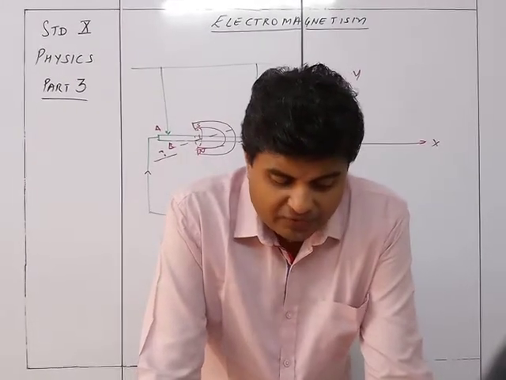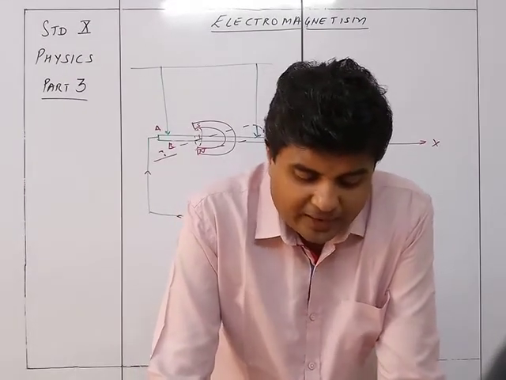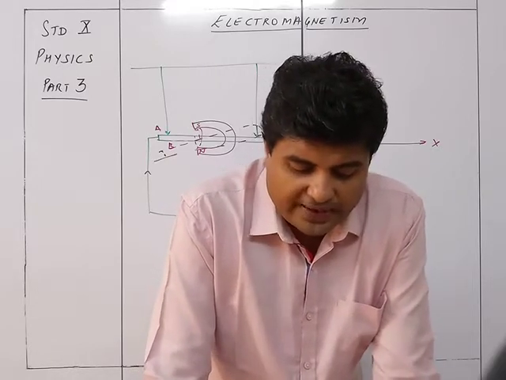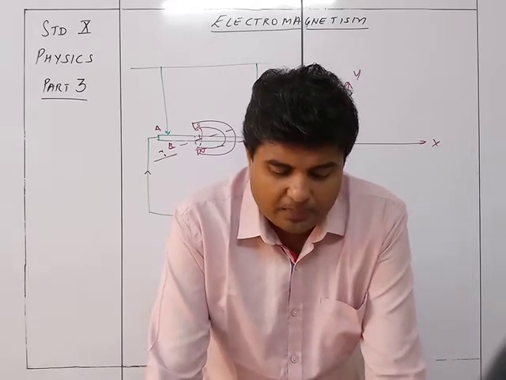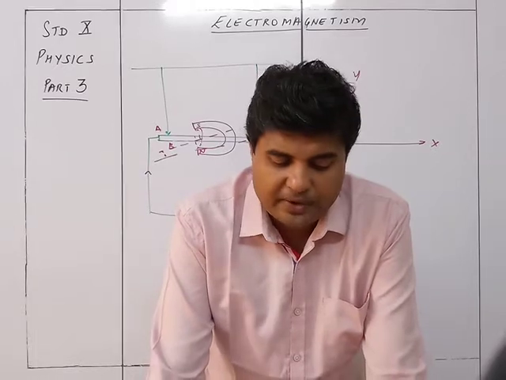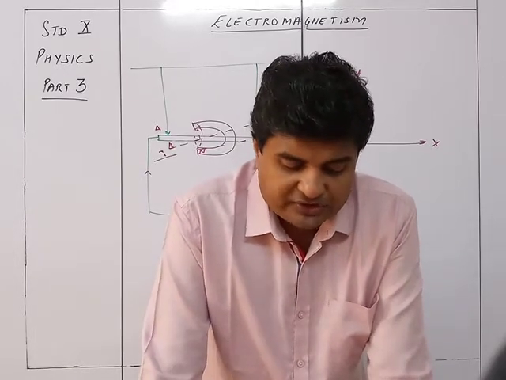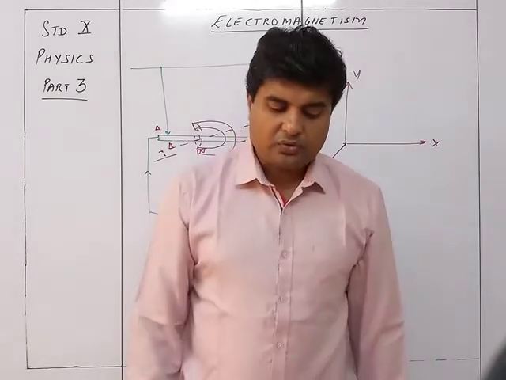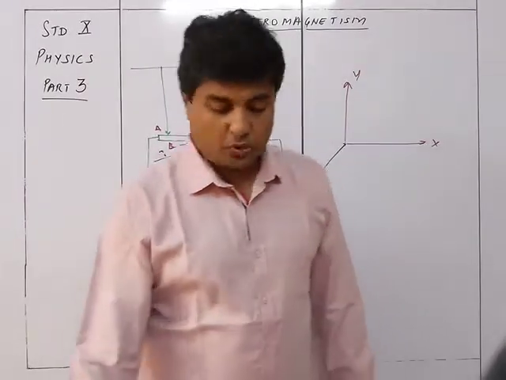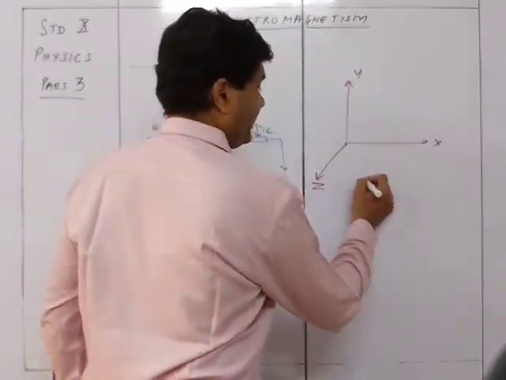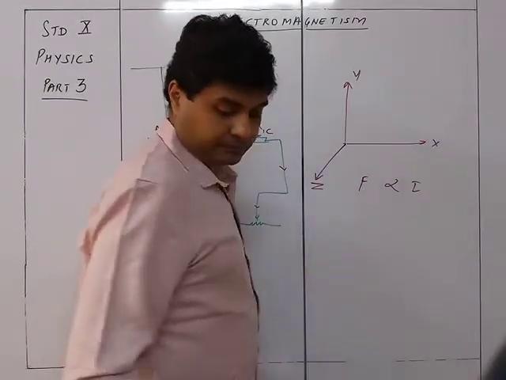Now for the magnitude of force, it is experimentally found that the magnitude of force on a current carrying wire placed in the magnetic field, in the direction perpendicular to its length, depends on the following three factors. The force F is directly proportional to the current through the wire. F is proportional to I.